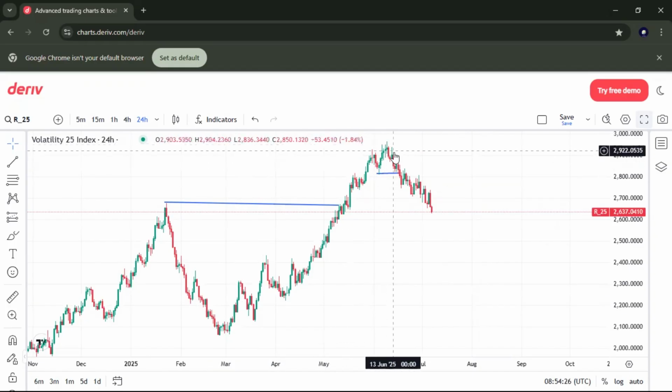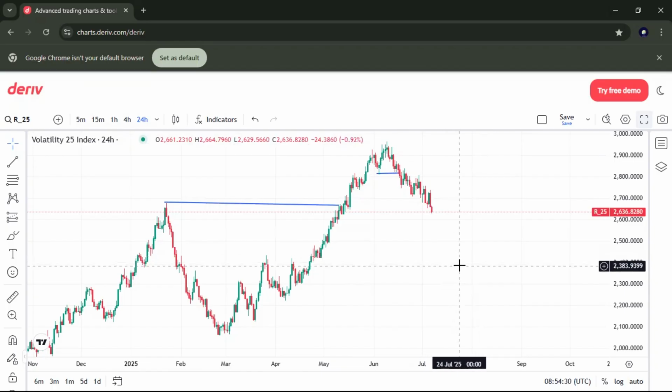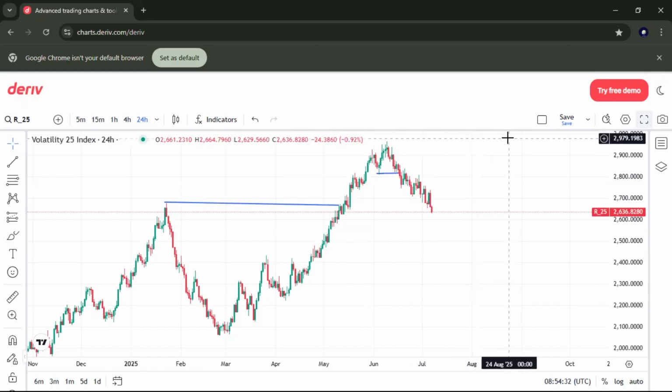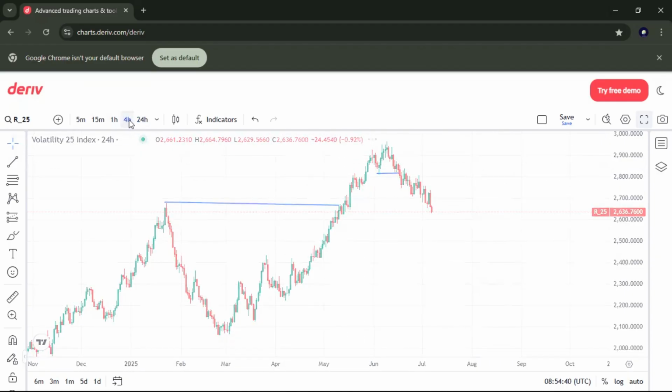after an expansion, there's a what? Retracement. After a retracement, there's going to be another expansion. So this is the retracement of the move. After this, we are going to dive into our 4 hour time frame.